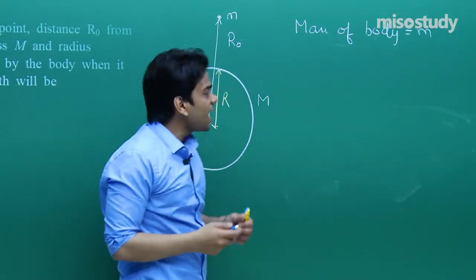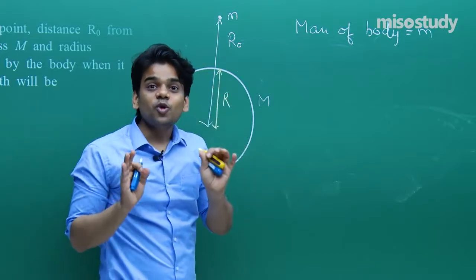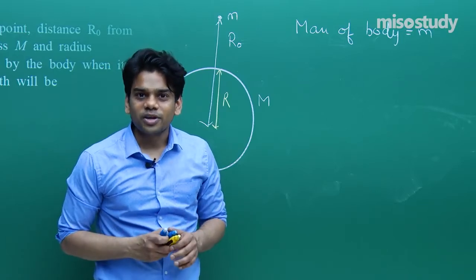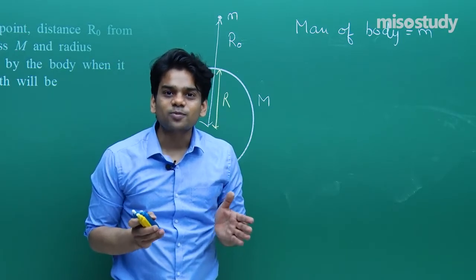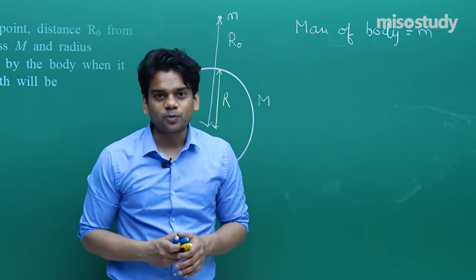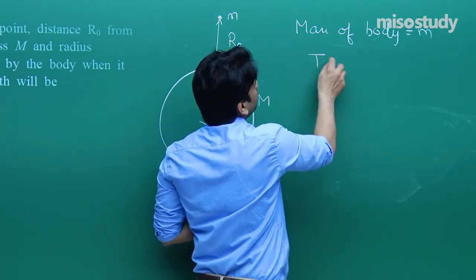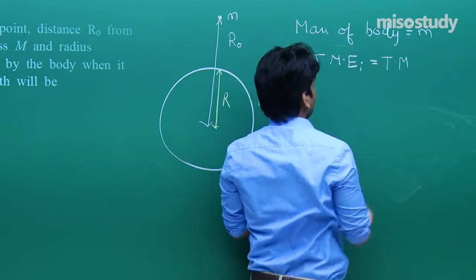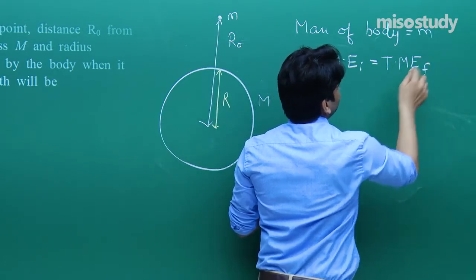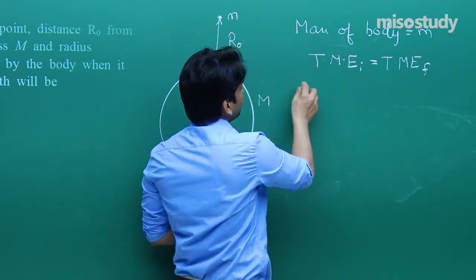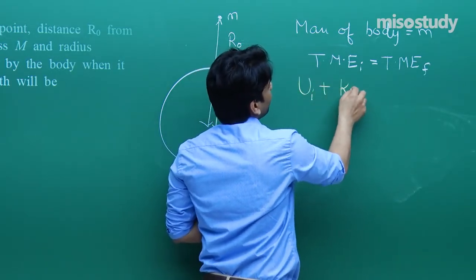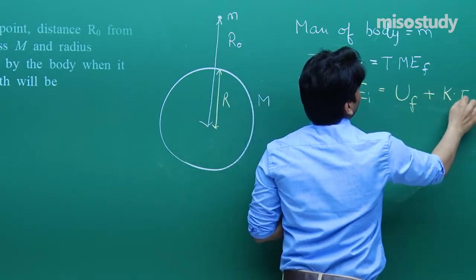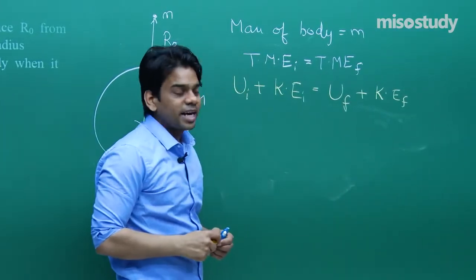Now you see here, as the body comes down, there is no external force for this Earth and body system. So that means the total energy of the system will remain conserved. That is, initial kinetic energy plus potential energy will be equal to final kinetic energy plus potential energy. So let me write that total mechanical energy initial will be equal to total mechanical energy final. So initial potential energy plus initial kinetic energy will be equal to final potential energy plus final kinetic energy. This is what we can easily write down.